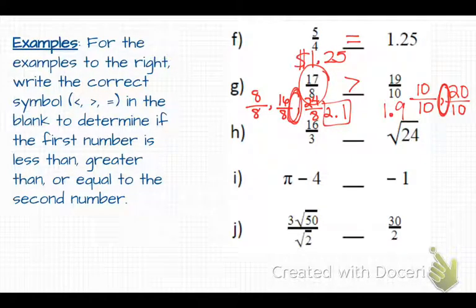Perfect. Okay, did I find any exact values? No, I'm approximating. I know what number it's close to, and I know the relationship to that number, so I didn't actually have to solve for anything. Now I have 16 over 3 and the square root of 24. I have no idea what to do. What should I do? What do you think I might need to do first?